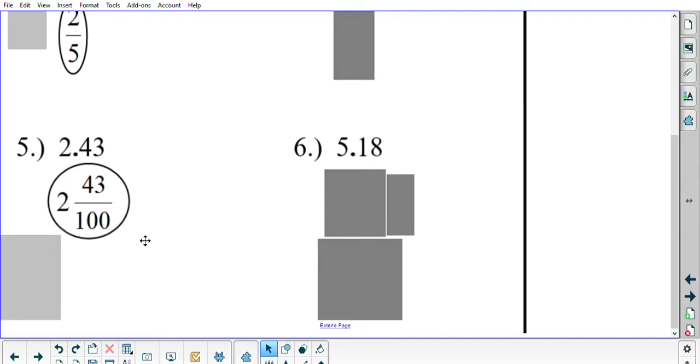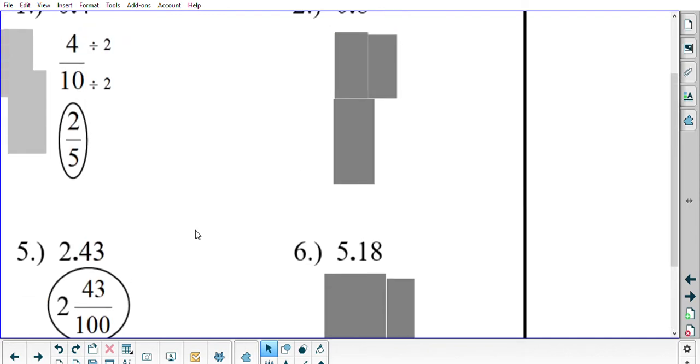Now, you might be like, Mr. Underkoffler, why didn't you reduce it? Well, because I couldn't. All the numbers that 100 are divisible by, things like 2, 5, 10, 20, 25, none of those numbers happen to be numbers that 43 is divisible by. So this was not able to reduce. But you always have to check and ask yourself if the numerator and denominator have a factor that they have in common that you could divide by and therefore reduce the fraction.